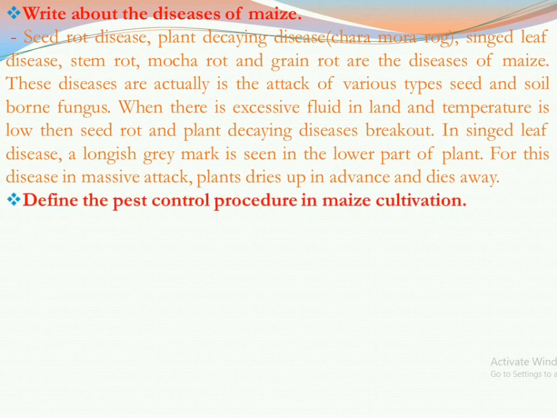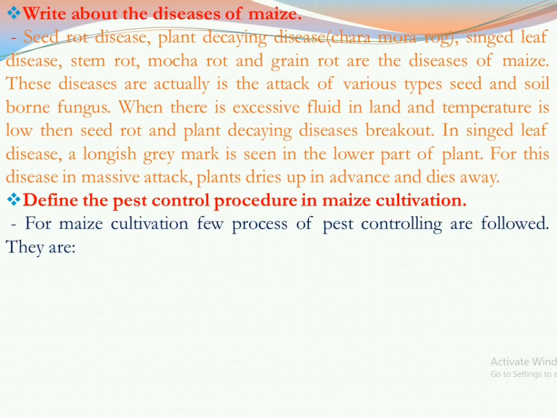Now let us know the pest control procedure in maize cultivation. That is, which process we should follow so that there should be less attack of pest and production of maize should be high. For maize cultivation, a few processes of pest controlling are followed. They are: pest preventive variety should be used. That means we should use that variety of seeds which is pest preventive.